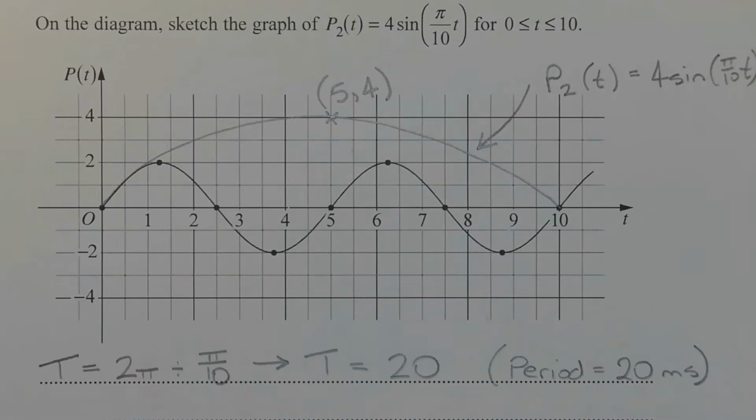So drawing the curve, we know it must pass through this point here, 5, 4, because the amplitude is 4 and it occurs at time t equals 5 milliseconds. Now it starts at the origin and the curve lands here at t equals 10 milliseconds on the t-axis.